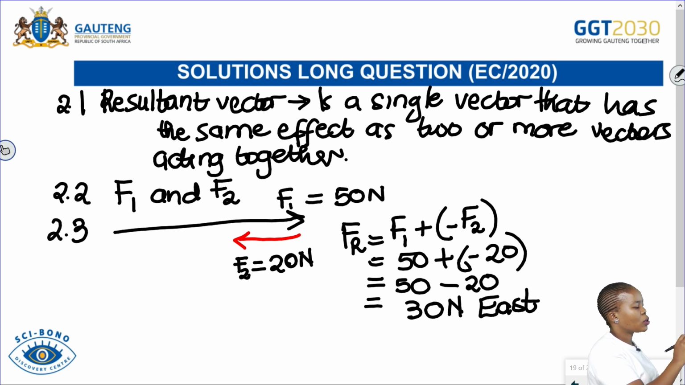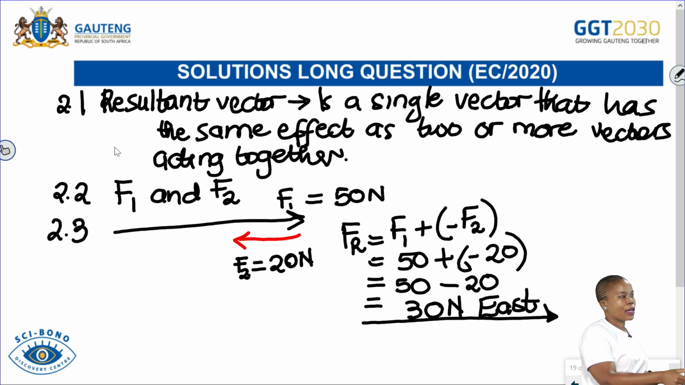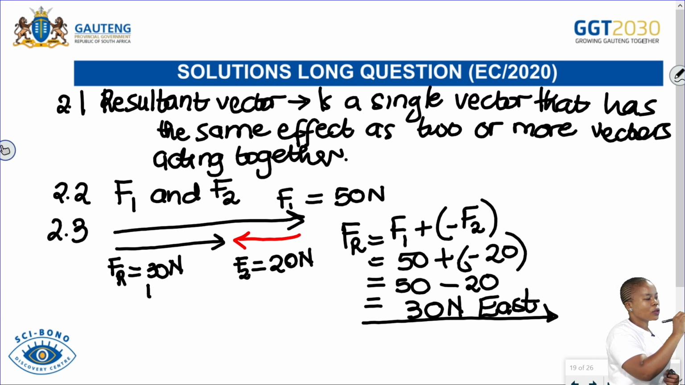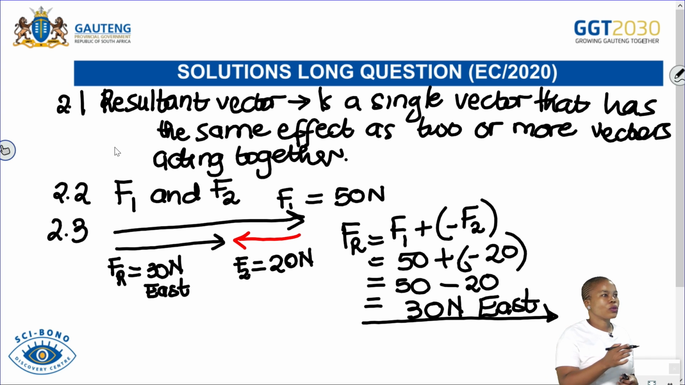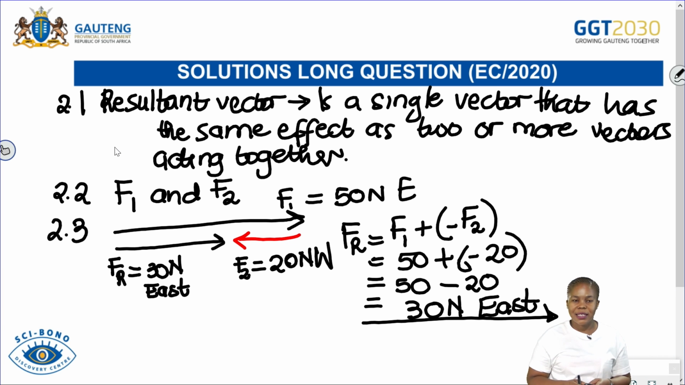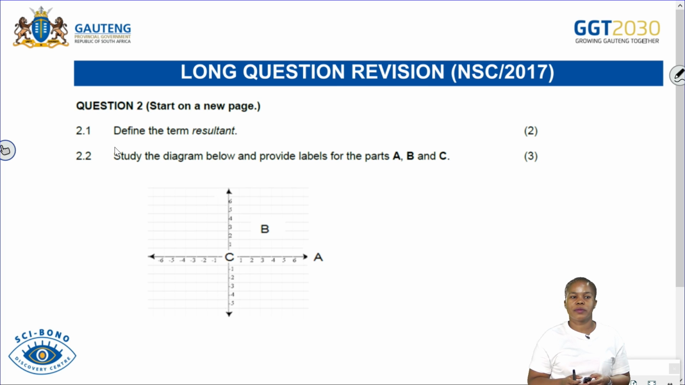Why? Because our solution is also positive. So now that we are writing it over here, there you go. This is going to be our FR, which equals a positive 30 newtons to the east. So this was going to the west, and this was going to the east, and then to the west. That is how simple we answer that question.